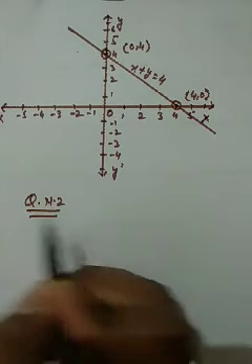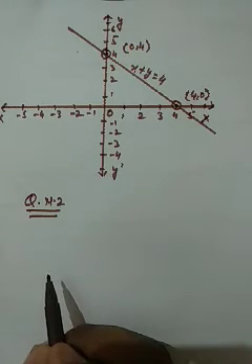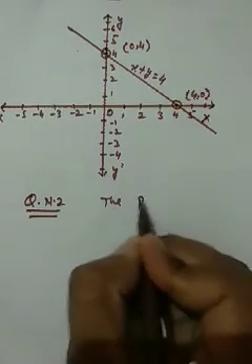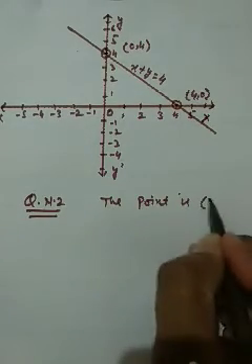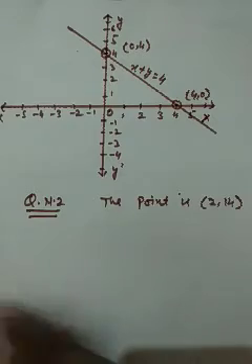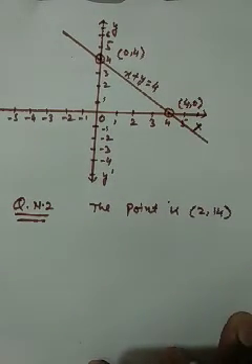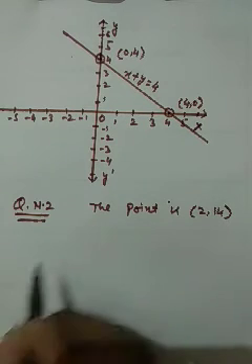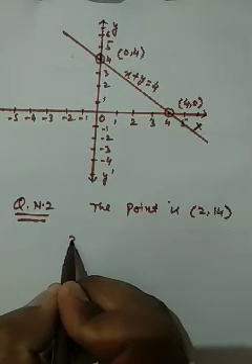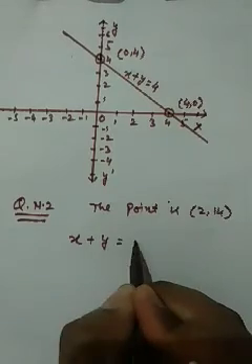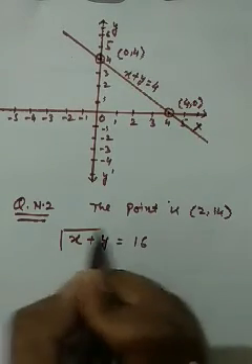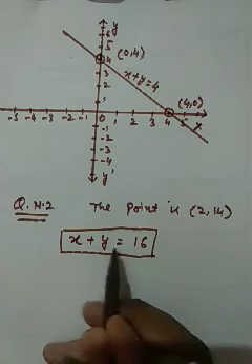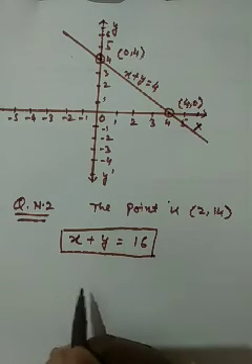of the exercise is: give the equations of 2 lines passing through the point (2, 14). Basically we have to write the 2 equations which satisfy this point. So the first equation is x plus y is equal to 16. This is one equation, because if we put x is 2 and y is 14, then it is equal to 16. This value satisfies the equation.